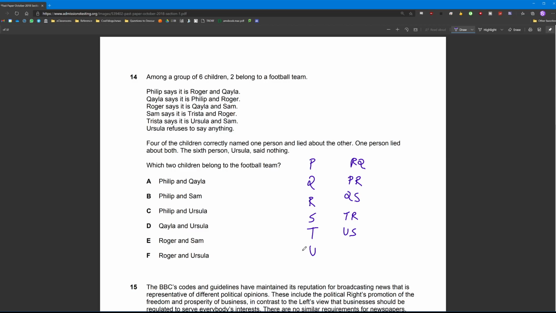I'm not really sure what direction to take it. So, okay, suppose that P lied about both. If R and Q are not on the football team, then P, S, and T are all on the football team. So we know that's not true, because only 2 children belong to the football team.